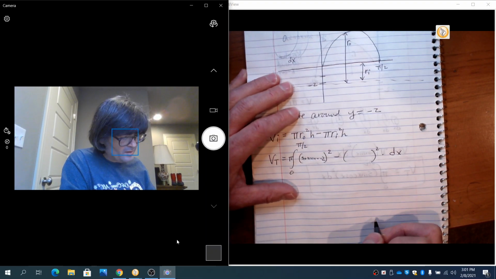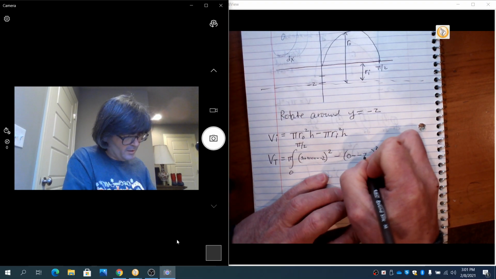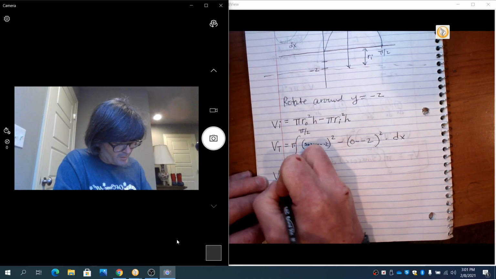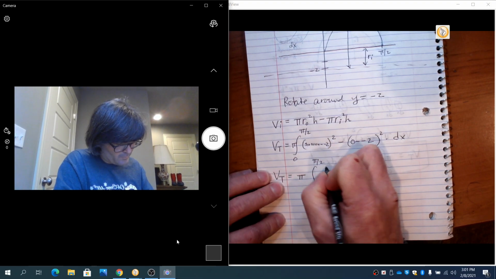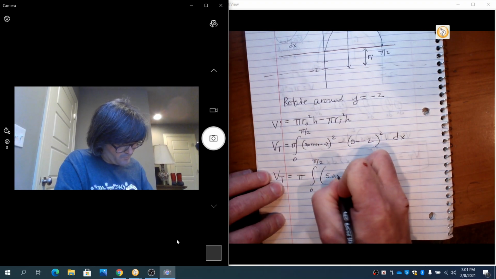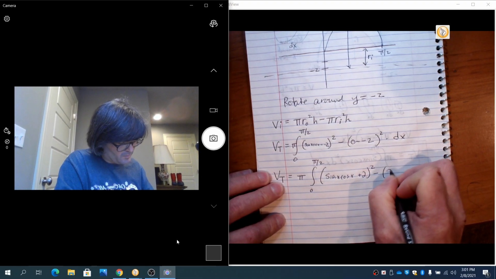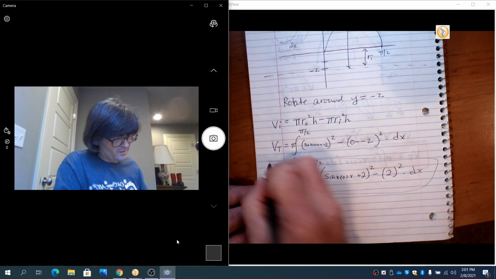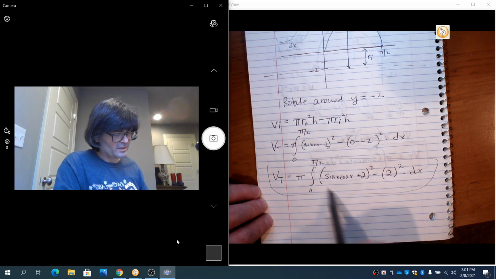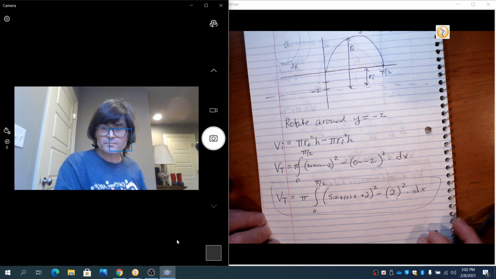That. And then the inner radius is 0 minus a -2, so this would just be, let me write that again a little bit better. Sine cosine plus 2 squared minus 2 squared dx. This is the solid portion minus the carved out, in this case just a tube going through that ball portion.